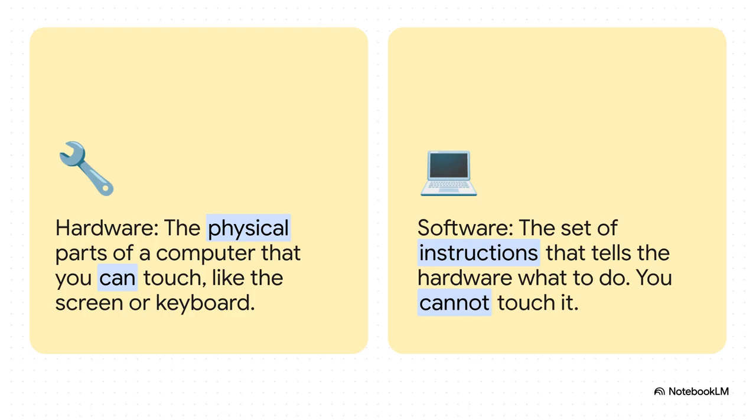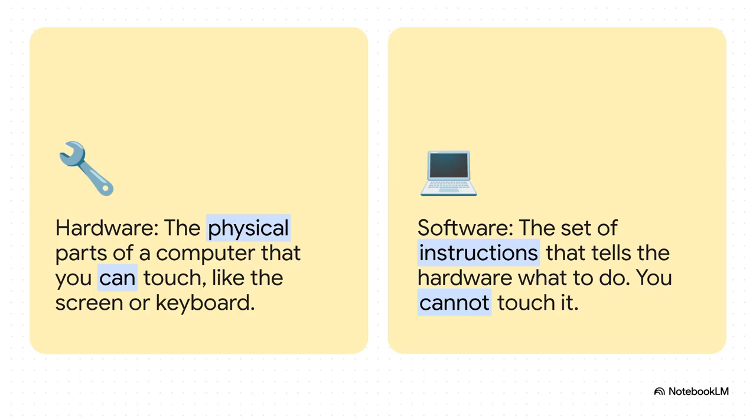Hardware is all the stuff you can physically touch. You know, the screen, the keyboard, the little silicon chips inside. Software, on the other hand, well, that's the set of instructions that tells all that hardware what to do. You can't touch it. It's kind of like the ghost in the machine that brings the whole thing to life.